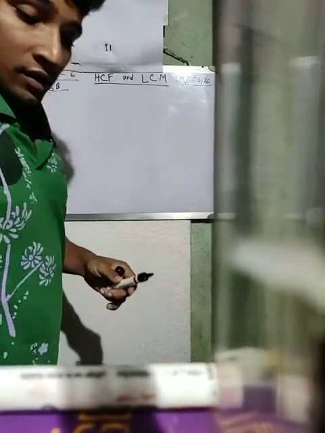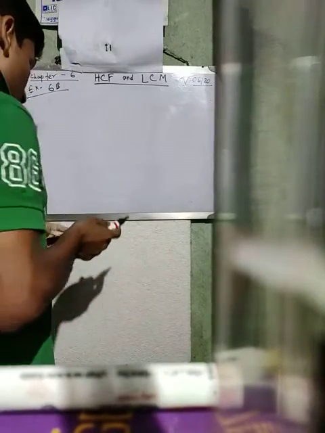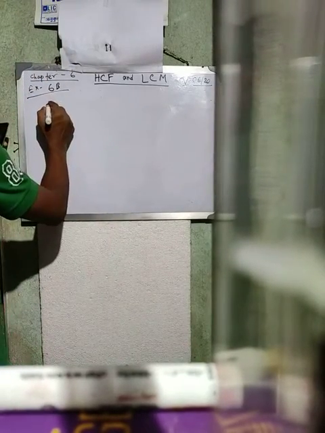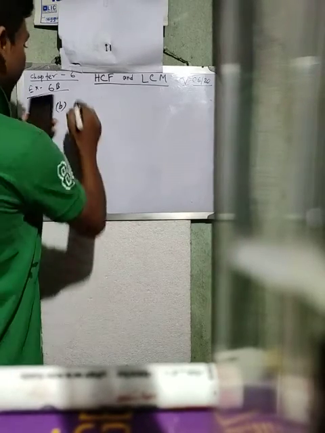Okay students, now I will start the exercise. You can also check the examples, because the examples are the same. So what is the exercise? Exercise 1B, sum number 1B. What is given? Find the greatest number.